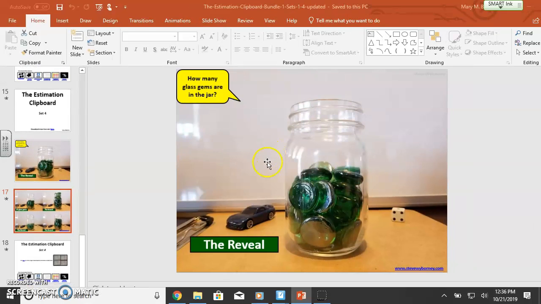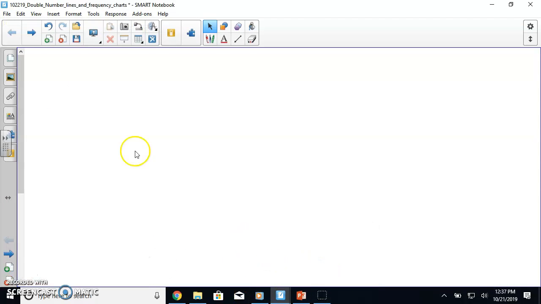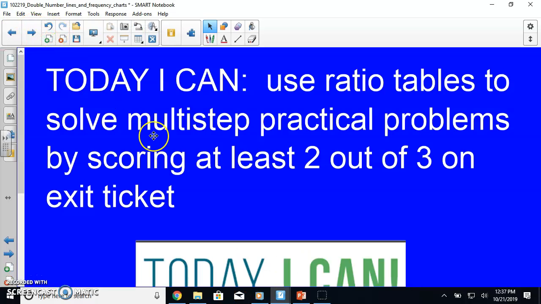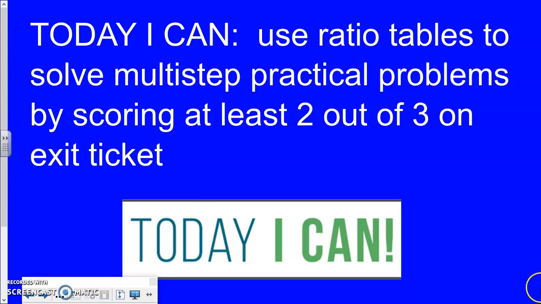So now we're going to move on to what we are doing for today. And today we are going to use ratio tables to solve multi-step practical problems by scoring at least 2 out of 3 on an exit ticket.